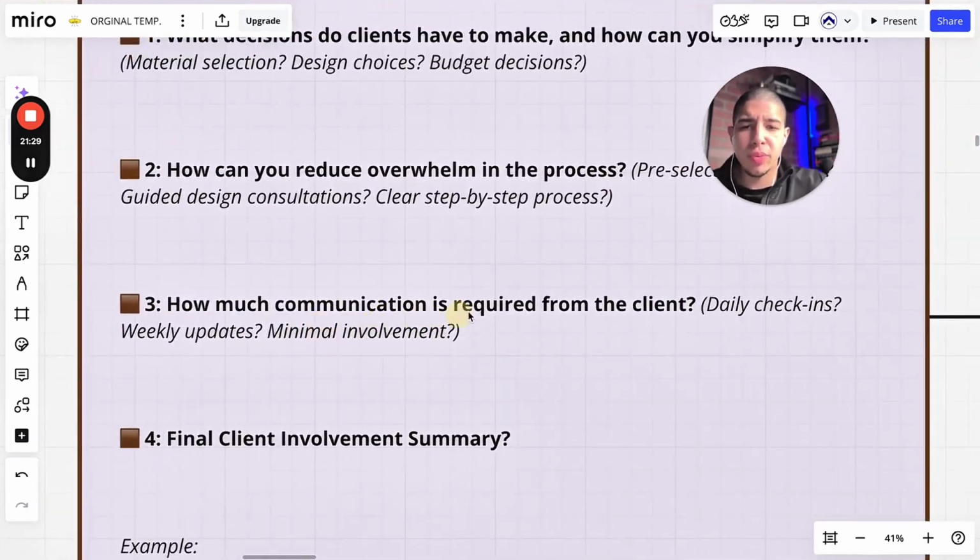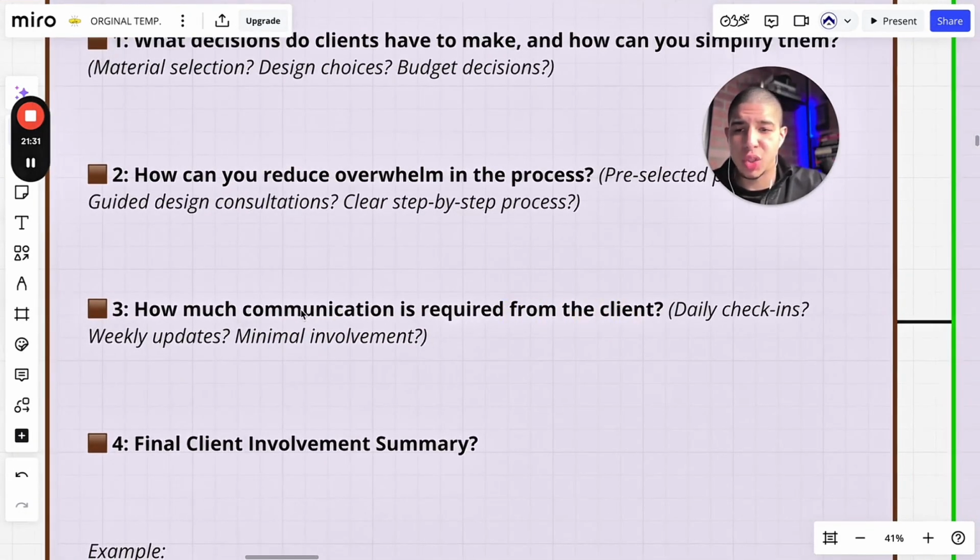Number 3, how much communication is required from the client? Daily check-ins, weekly updates, minimal involvement. Break things down in payments, in stages, so they can actually receive it real time on their phone. Ooh, they just finished the sink. Ooh, they just did this, right?